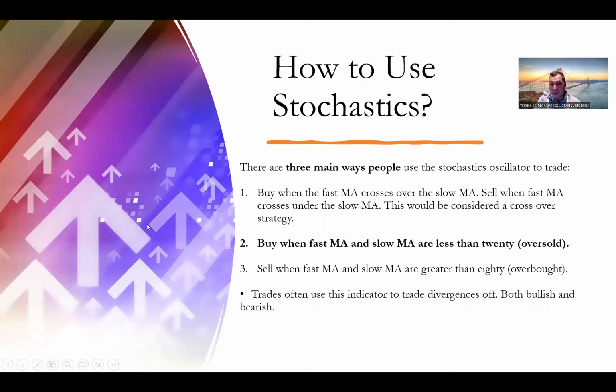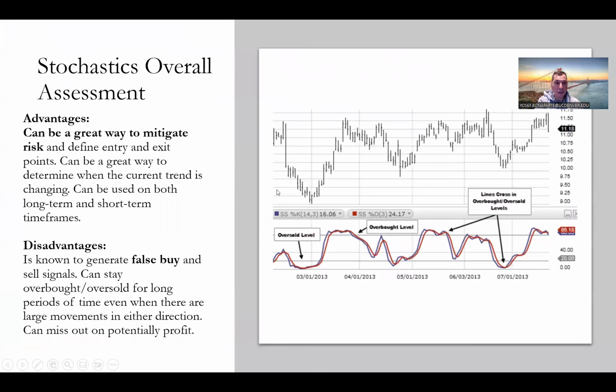How to use the stochastic? Buy when the fast MA and slow MA are less than 20, then it's oversold. So from 0 to 100, below 20 is oversold, and then buy it. Here we have the overall stochastic level, overbought and oversold. So the numbers are between 0 and 100, and when it's below 20, you buy, and above 80 you sell.